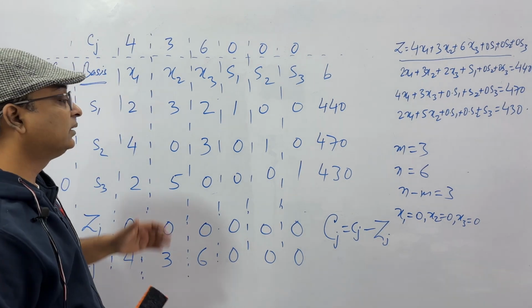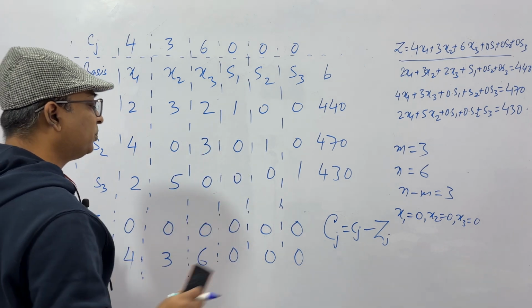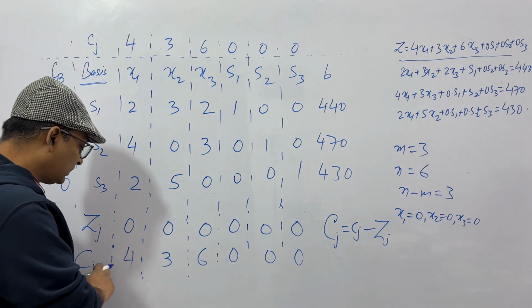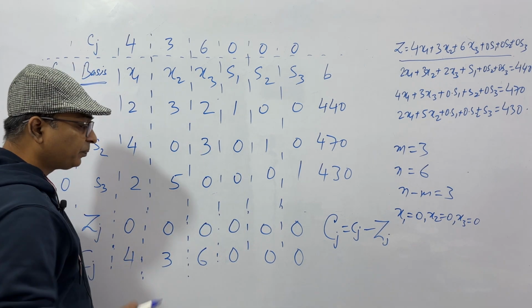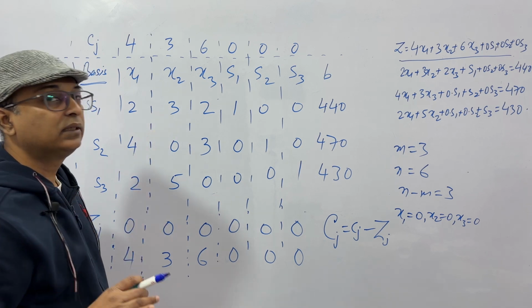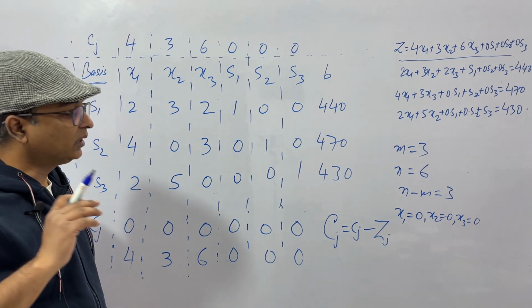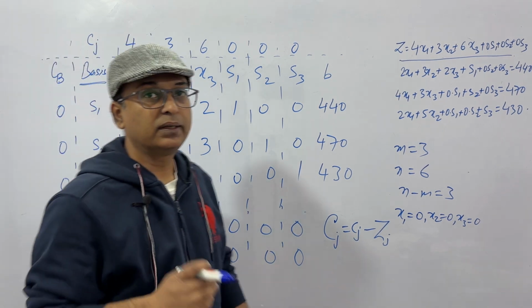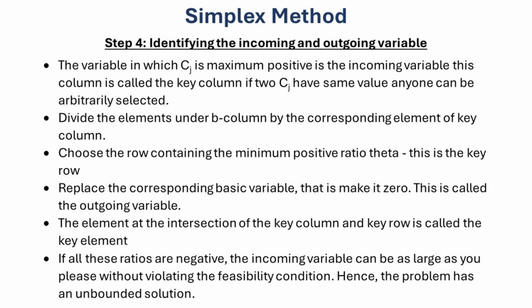So this was our step 3, that is we have applied the optimality test. Since all Cj are positive, we know this is not our optimal solution. So now we'll go to step 4. This is your step 4. I am reading it for you. This step is identifying the incoming and outgoing variables.